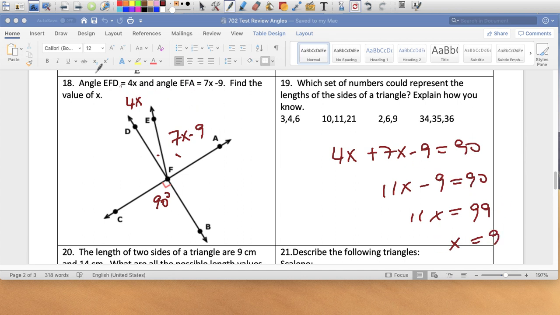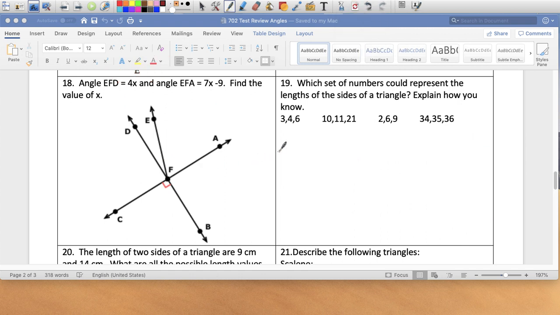So if I go back here, 4 times 9 equals 36, and the other one is going to be 7 times 9 minus 9. 7 times 9 is 63, minus 9, 54. And it's correct because if I add these two up, it equals 90.